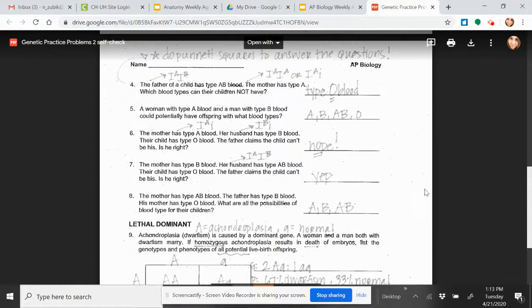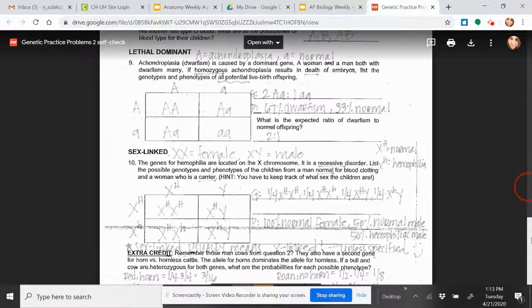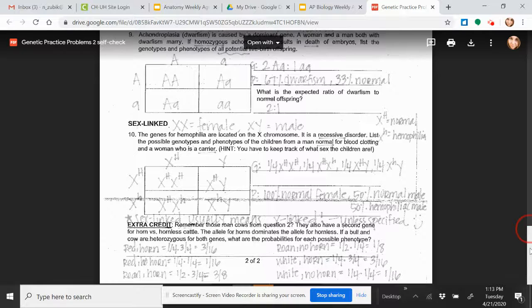All right, so again, we're just looking at blood types and probabilities here. And one last example, we have sex-linked. The lethal dominant is a little different here. We'll get back to this in a second because that is a complex problem, not common on the AP exam.